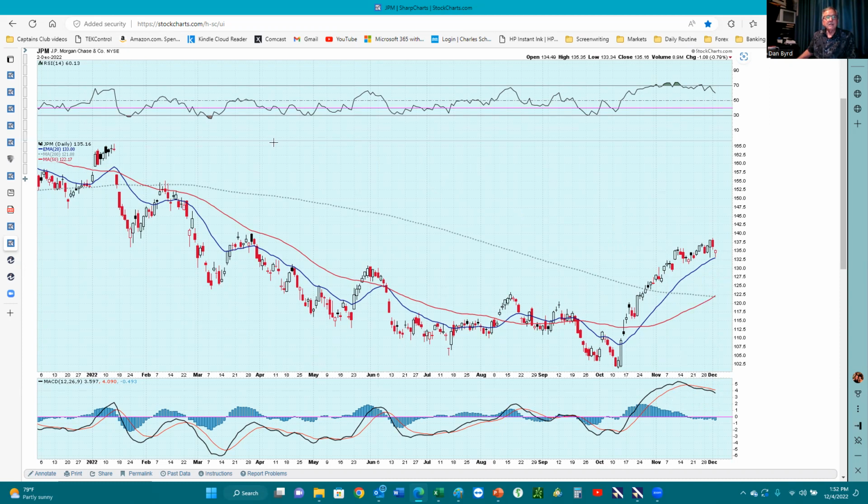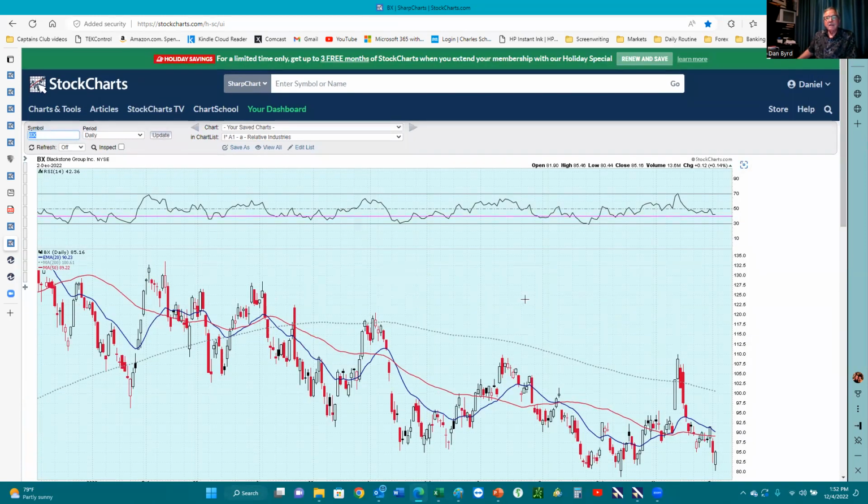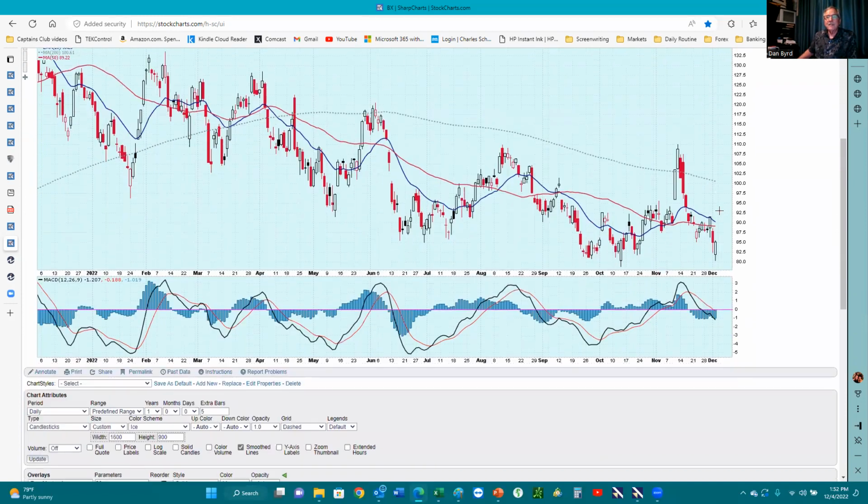All right, so that's JP Morgan. What was the other one? Blackstone, BX. I bought my second tranche on Friday. The Blackstone doesn't look as good. It does not look as good as JP Morgan. No, it does not.